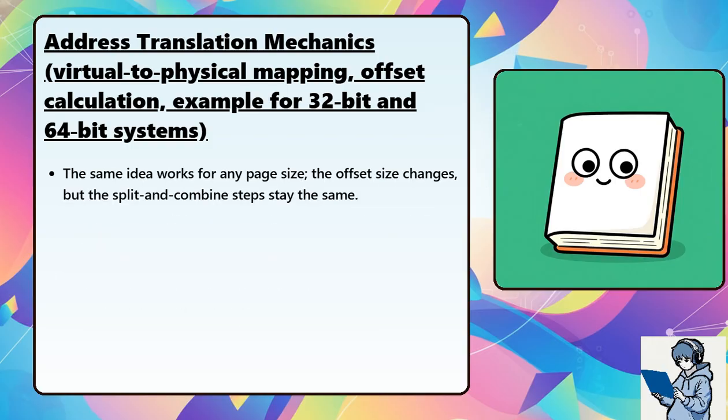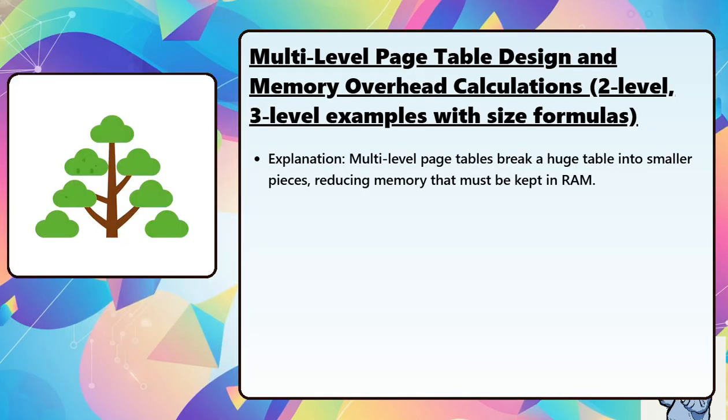The same idea works for any page size. The offset size changes, but the split and combine steps stay the same. Explanation: multi-level page tables break a huge table into smaller pieces, reducing memory that must be kept in RAM.